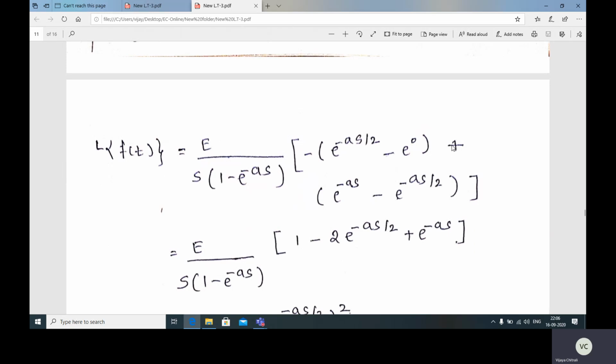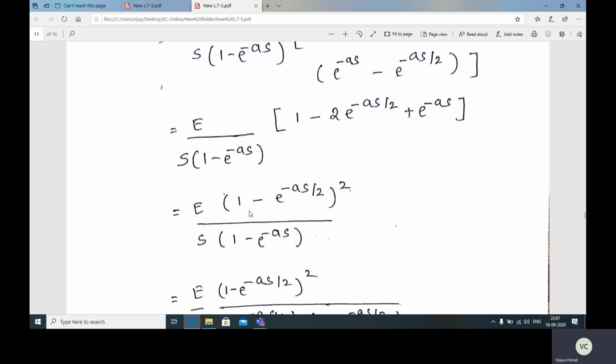This plus e raised to minus as. And this is nothing but a minus b whole square, so a square minus 2ab plus b square, like that. A is 1 and b is e raised to minus as divided by 2. So this is nothing but 1 minus e raised to minus as divided by 2, raised to 2. So E into 1 minus e raised to minus as divided by 2 whole squared, divided by s into 1 minus e raised to minus as.